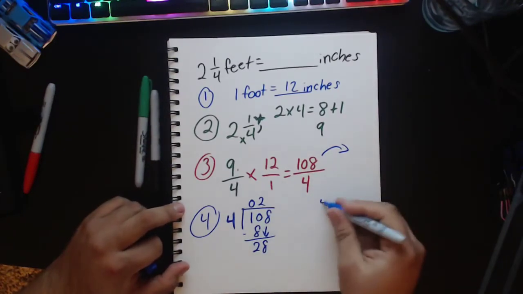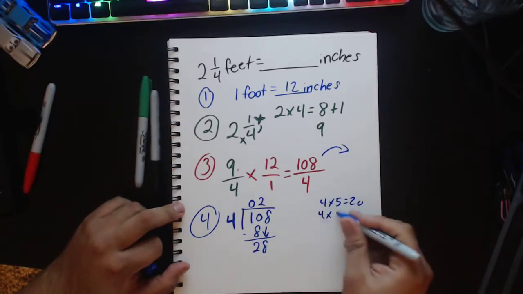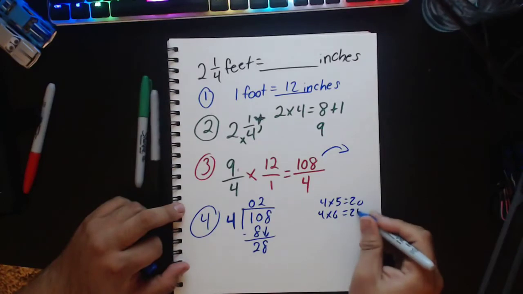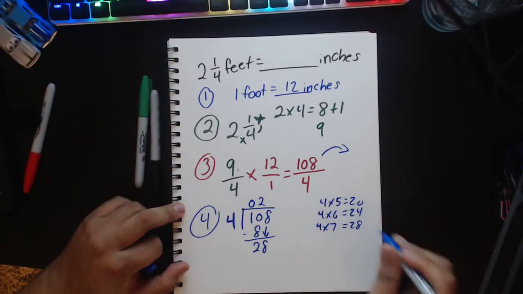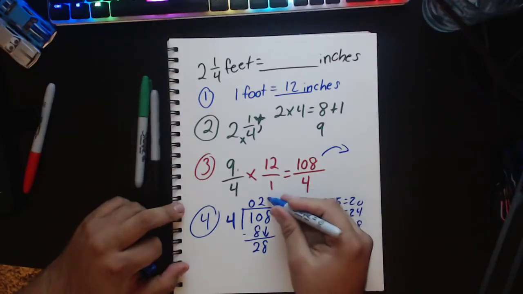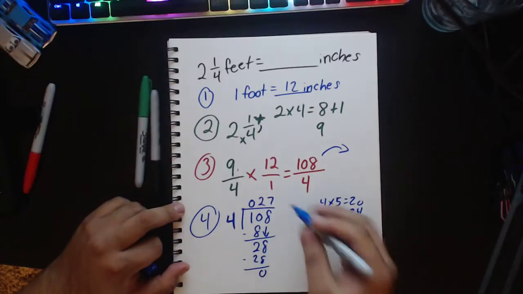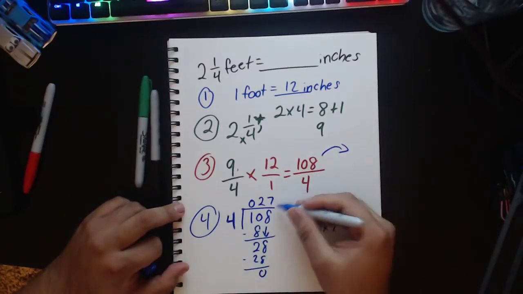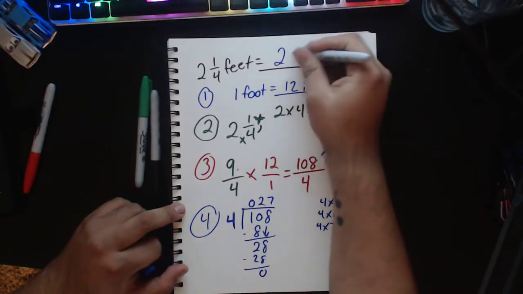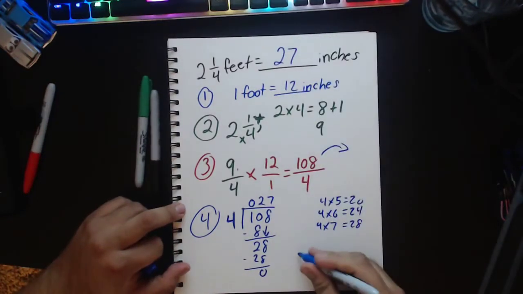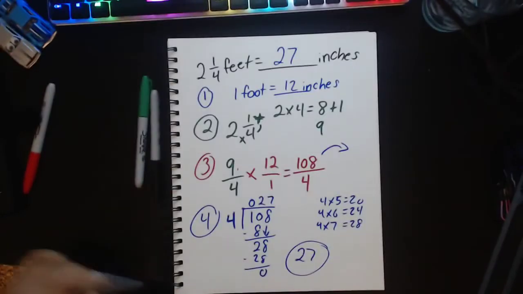4 times 5 is 20. 4 times 6 is 24. And 4 times 7 is 28. So now we put in our 7 here. Subtract our 28, 0. So we have 27 as our number, which is going to give us our 27 inches. 27 is our final solution.